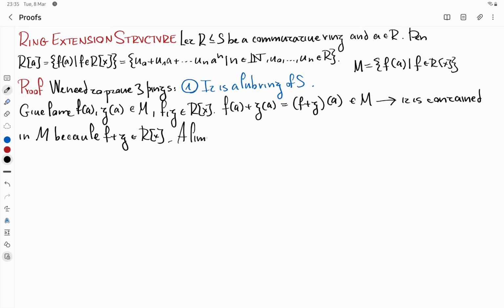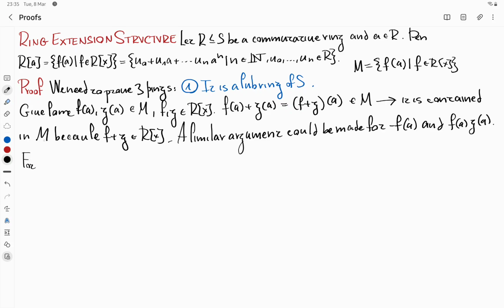A similar argument could be made for the inverse element, minus f(a), and the product like so. We know that the additive identity is in M, because the zero polynomial is in R[x].